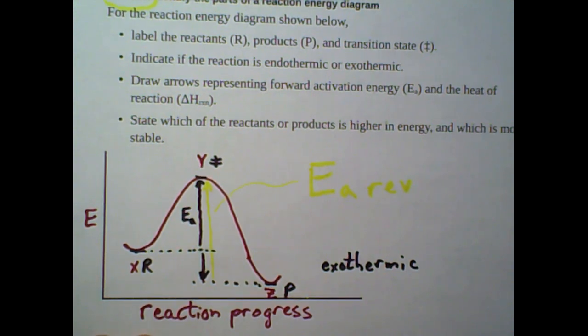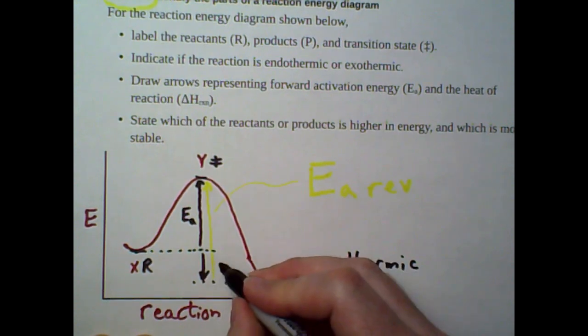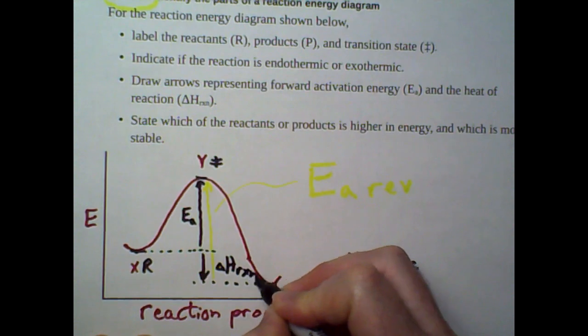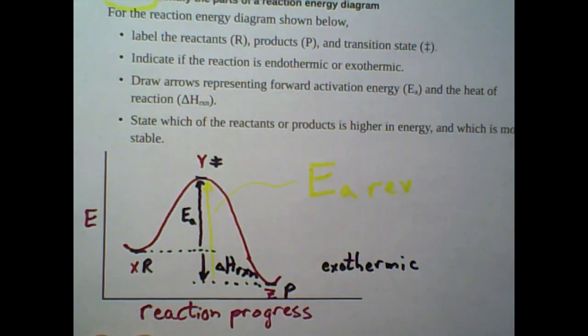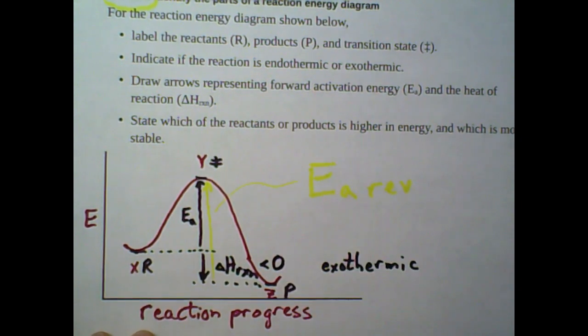We also need an arrow for delta H of reaction. That is what tells us if it's endothermic or exothermic, and we already drew that arrow for the forward reaction. That's delta H of the reaction, and in this case delta H of the reaction is negative. It's less than 0, so that corresponds with exothermic.